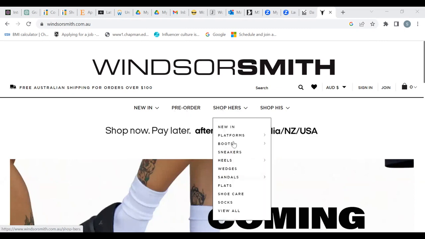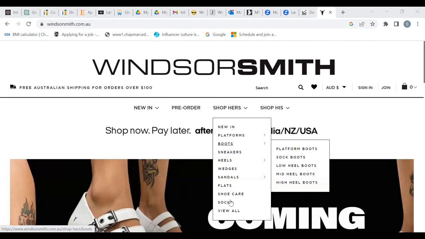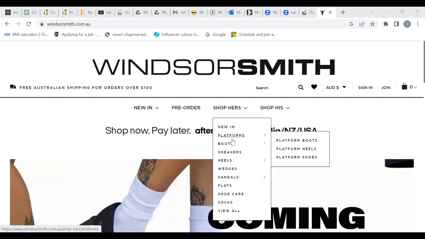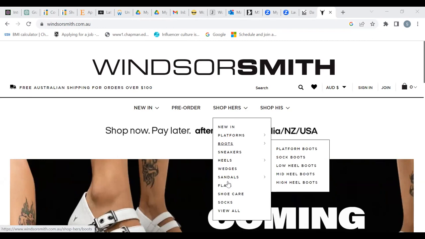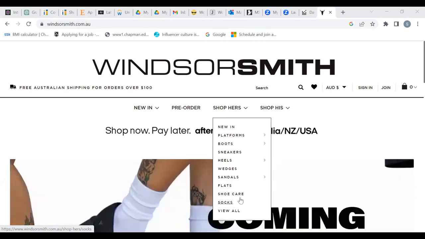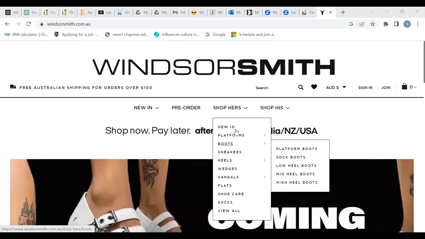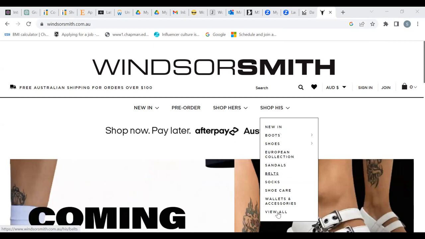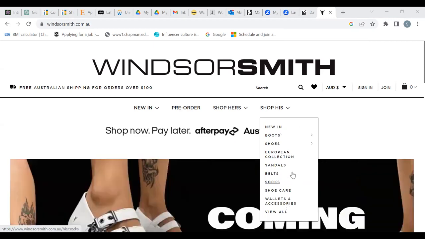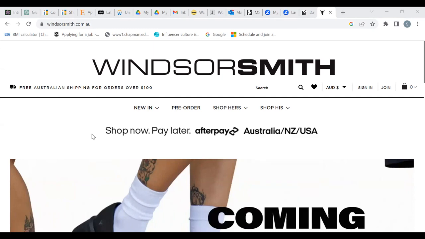Shop hers, and you will notice that some of these categories are different from David Jones categories for women's shoes. So here we have boots, wedges, heels, sandals. We don't have socks over there. So take a look at those categories in your own time and compare it with Winsor Smith. You will notice a lot of differences. And then you have shoes for men. And again, their collection here, the links are going to be different from that of Winsor Smith.